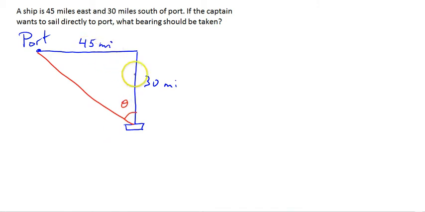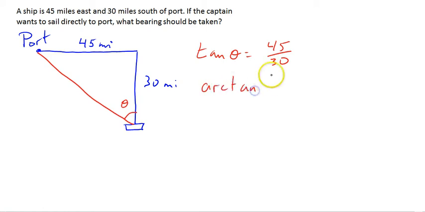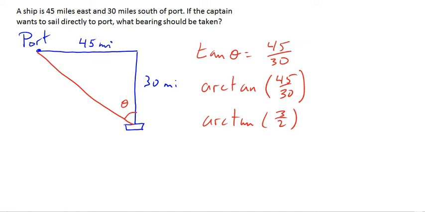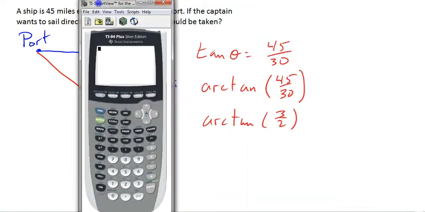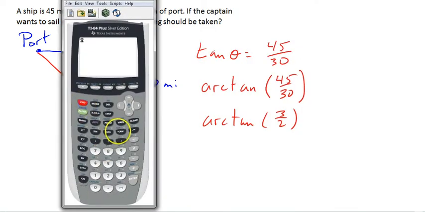Well, once again, opposite and adjacent, so we're going to use tangent. The tangent of theta is 45 over 30. I'm looking for an angle, so I'm going to do the arctan of 45 thirtieths. You could reduce that if you wanted to 3/2. And that's a calculator problem. Second tangent 3/2. And the answer is 56.3.